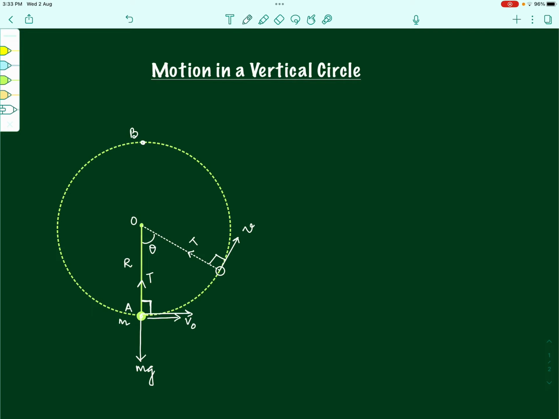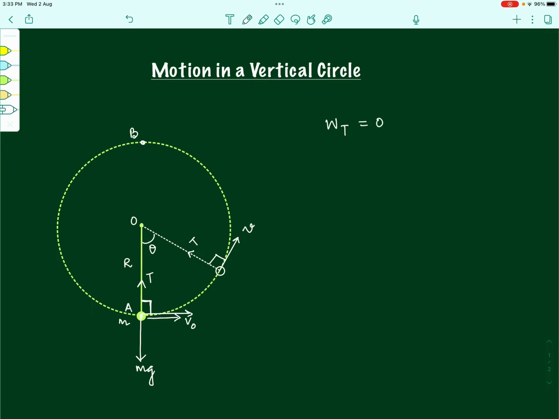Now, when we say velocity, it is actually the direction of instantaneous displacement. At that moment, what is the direction of displacement? It is given by the direction of velocity, right? So, do we understand that at every point, since the force of tension is perpendicular to the direction of displacement, tension will not do any work on this bob.